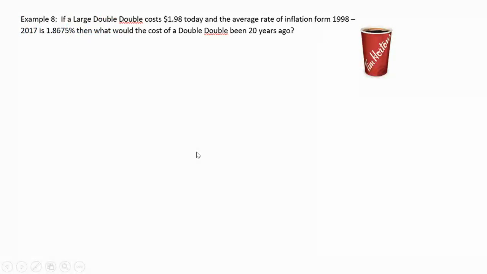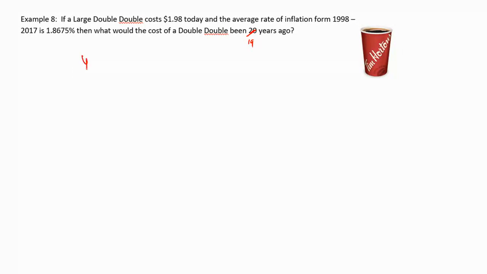Example 8, okay. Guys, I have a typo over here. This should be 19 years ago, not 20 years ago. So if a large double-double costs $1.98 today, and the average inflation rate is 1.8675, what would the cost of a double-double have been 19 years ago? Okay, so a double-double is a coffee, guys. If you don't know, it's 2 creams and 2 sugar. Delicious.